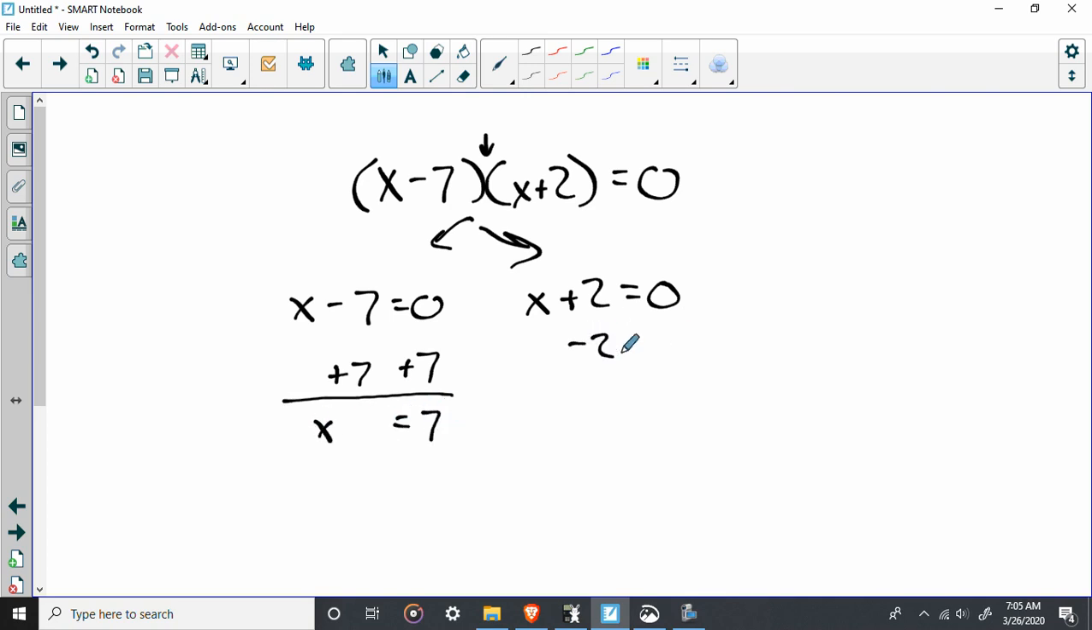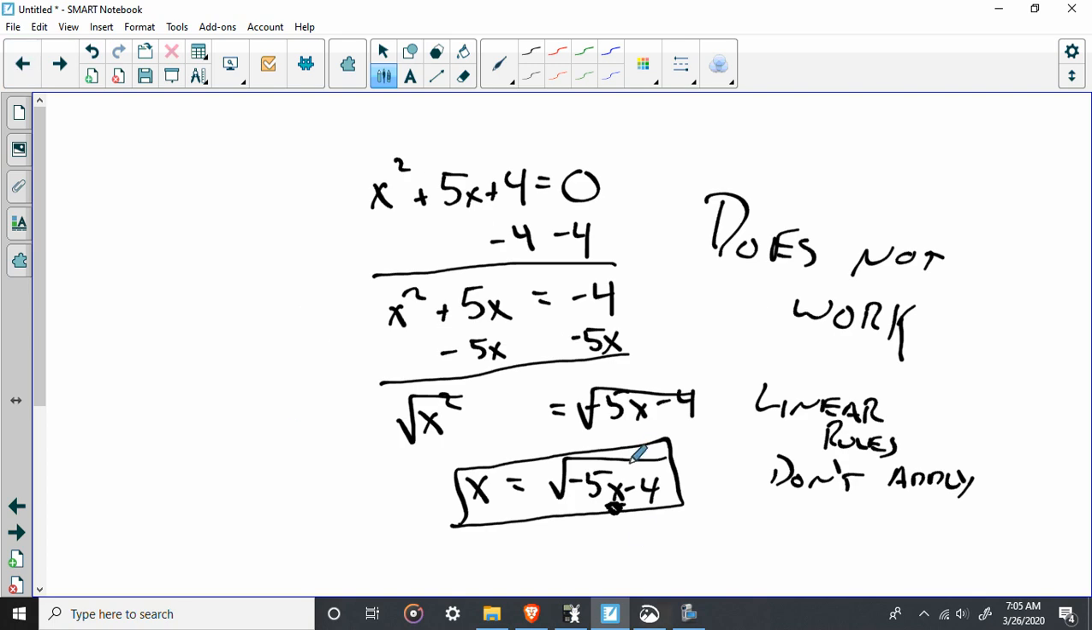And over here, I'll subtract 2, right? Negative 2 plus 2 is equal to 0. So the solutions, and I'll say solutions, to this problem are 7 and negative 2.